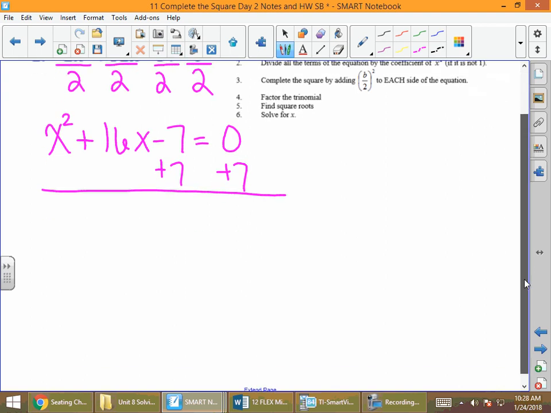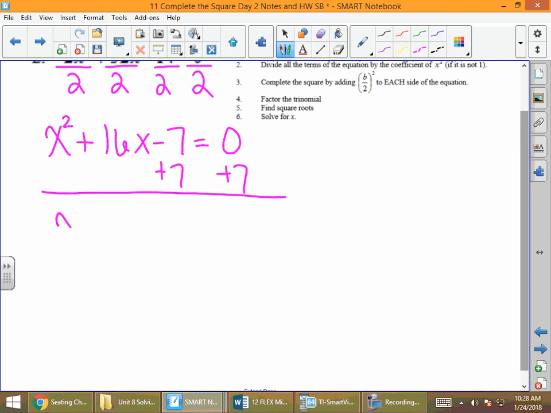When we do, we get x squared plus 16x plus something equals 7 plus something. See if you can figure out what goes in that blank before I do. I'll pause and I'll let you try.